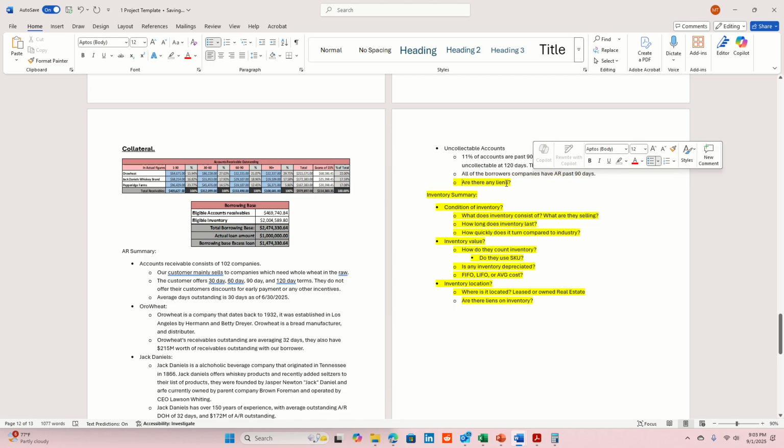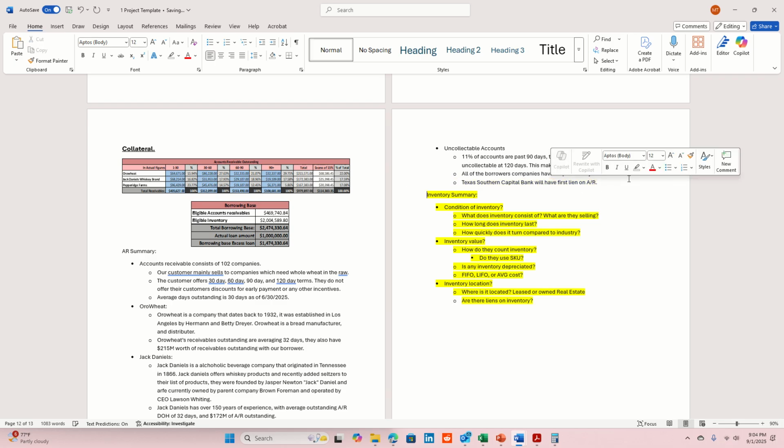Okay. Are there any prior liens? Are there any liens? No, we have first lien. So we'll say, remember, our bank is called Texas Southern Capital Bank, and it will have first lien on AR.